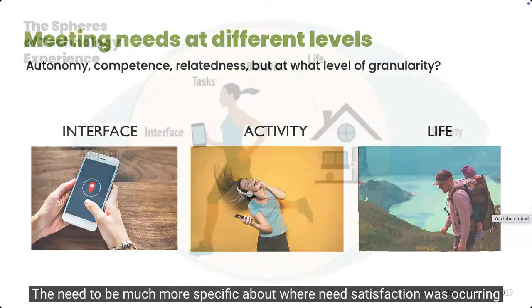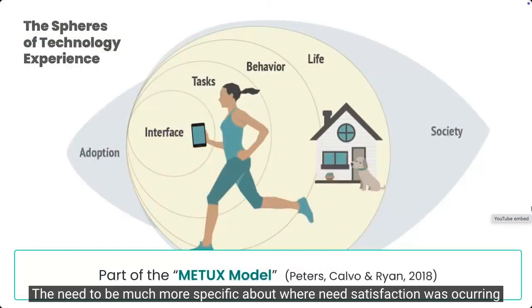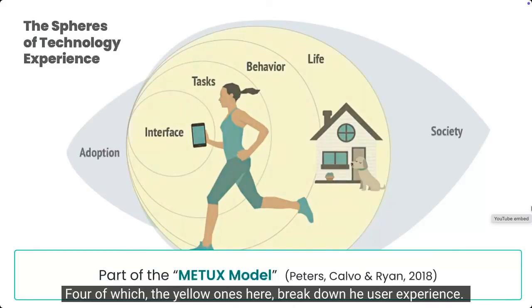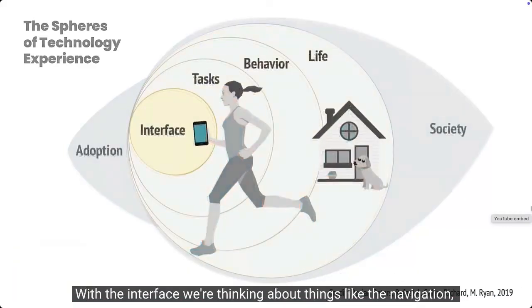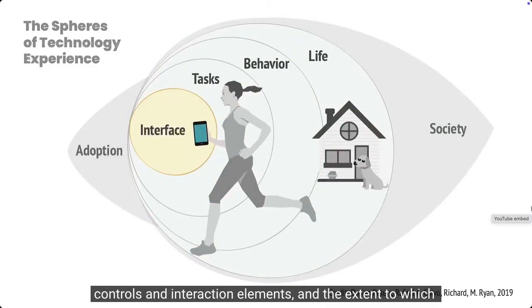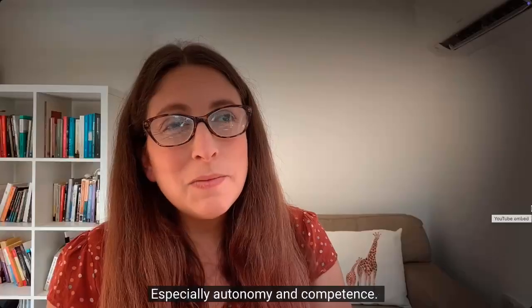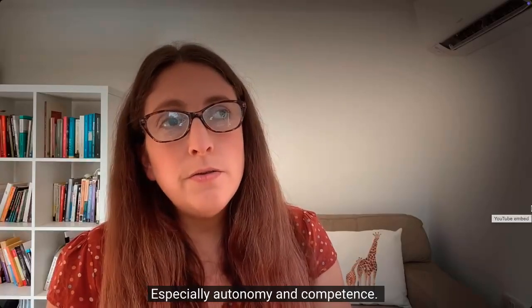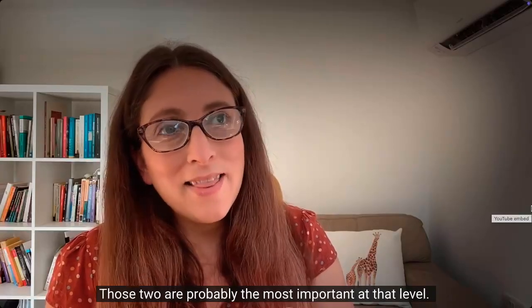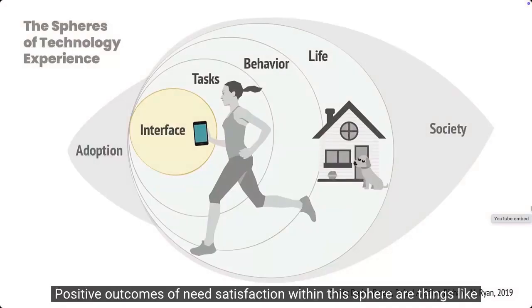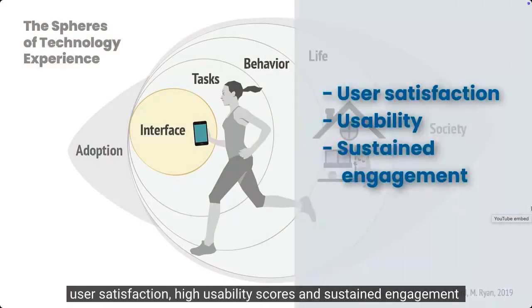The need to be much more specific about where need satisfaction was occurring led my colleagues and I to develop the 6 spheres of technology experience, 4 of which, the yellow ones here, break down the user experience. With the interface, we're thinking about things like the navigation, controls, and interaction elements, and the extent to which those support feelings of fulfillment of psychological needs. Especially autonomy and competence. Those 2 are probably the most important at that level. Positive outcomes of need satisfaction within this sphere are things like user satisfaction, high usability scores, and sustained engagement with the technology.